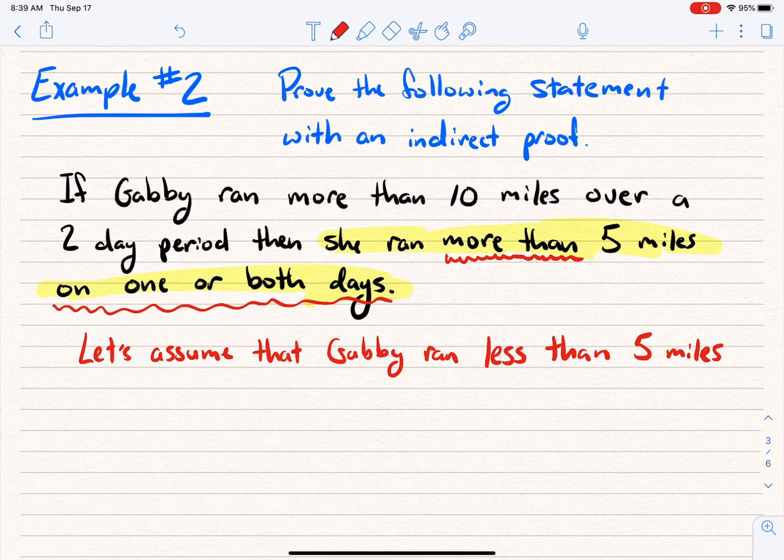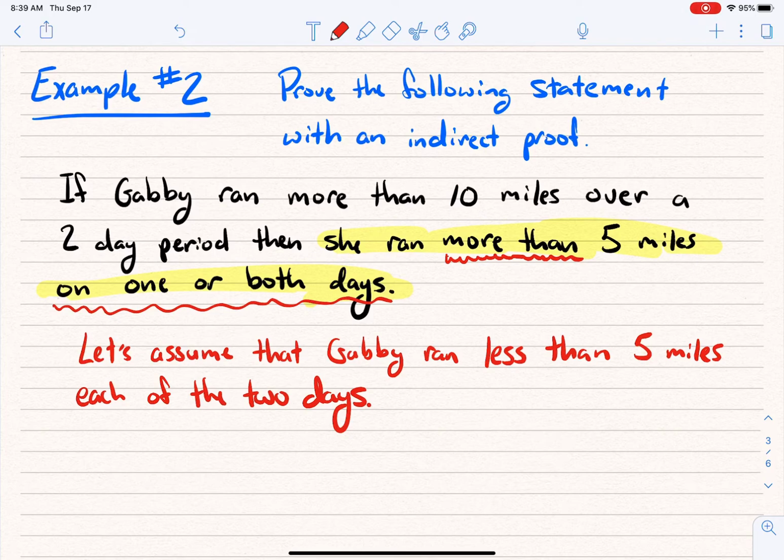So we have to say, let's assume that Gabby ran less than 5 miles each of the 2 days. Okay, let's assume that Gabby ran less than 5 miles each of the 2 days. So it doesn't matter. Both days, she ran less than 5 miles. Okay? Now, so that was step one. Let's lay out a little bit of an argument to try to get us to a contradiction.